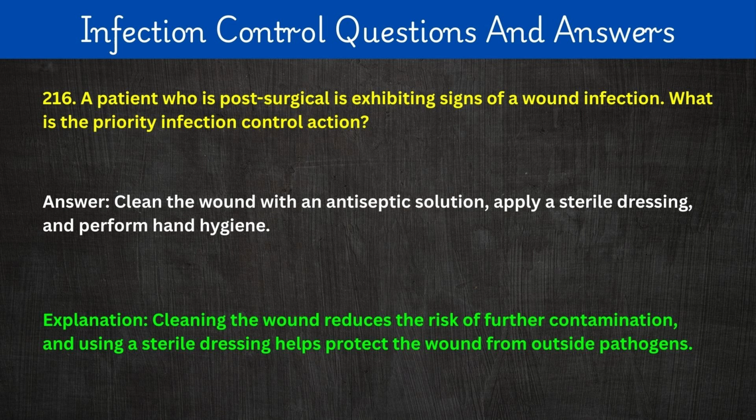216. A patient who is post-surgical is exhibiting signs of a wound infection. What is the priority infection control action? Answer: clean the wound with an antiseptic solution, apply a sterile dressing, and perform hand hygiene. Explanation: cleaning the wound reduces the risk of further contamination, and using a sterile dressing helps protect the wound from outside pathogens.